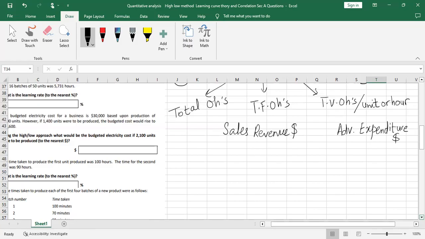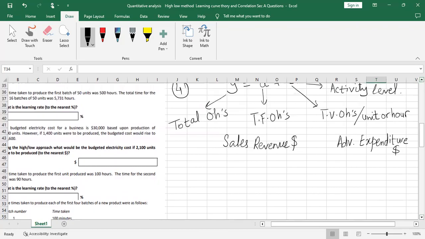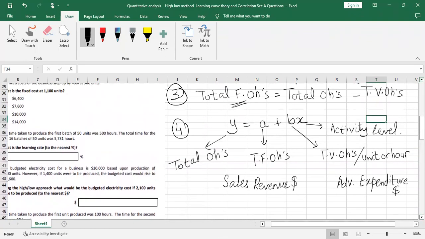Then you will follow the principle of independent variable and dependent variable. Although you are following the same principle in the above first four steps, activity level is called what? Activity level is the independent variable, and the total overheads is called what? Total overheads is called the dependent variable. Because if you increase your number of units, your total overheads will definitely rise. If you decrease your activity level, your total overheads will definitely fall.